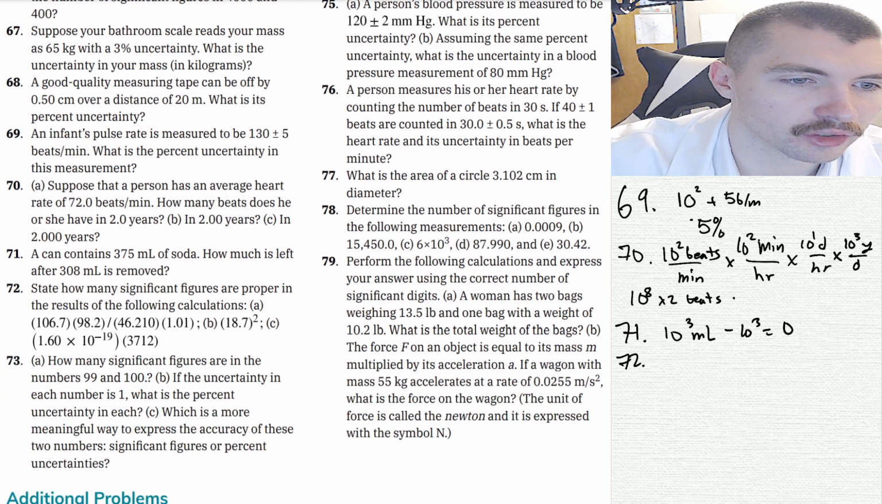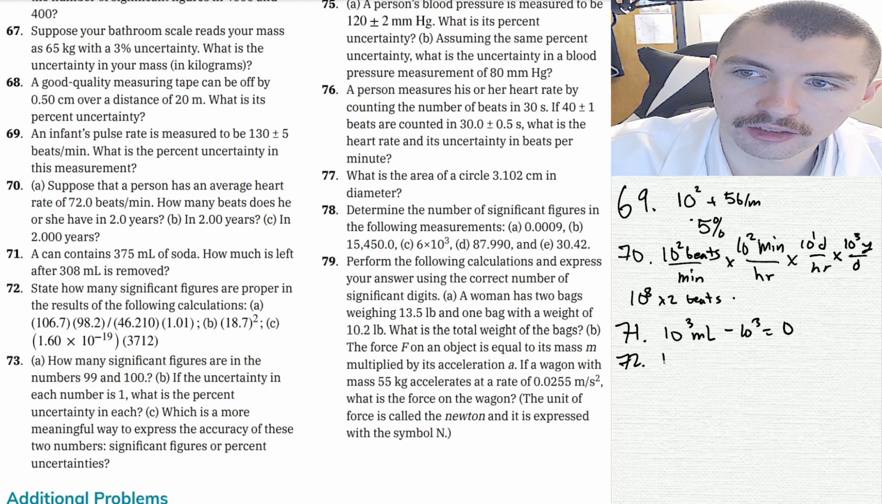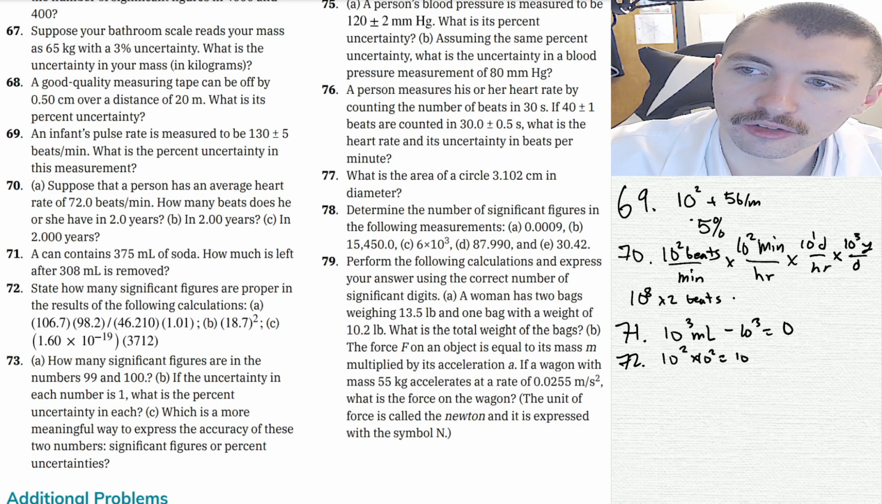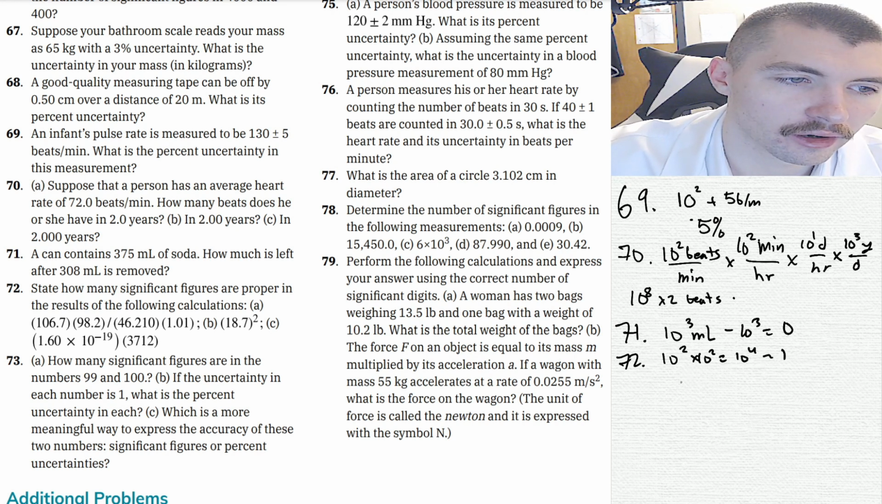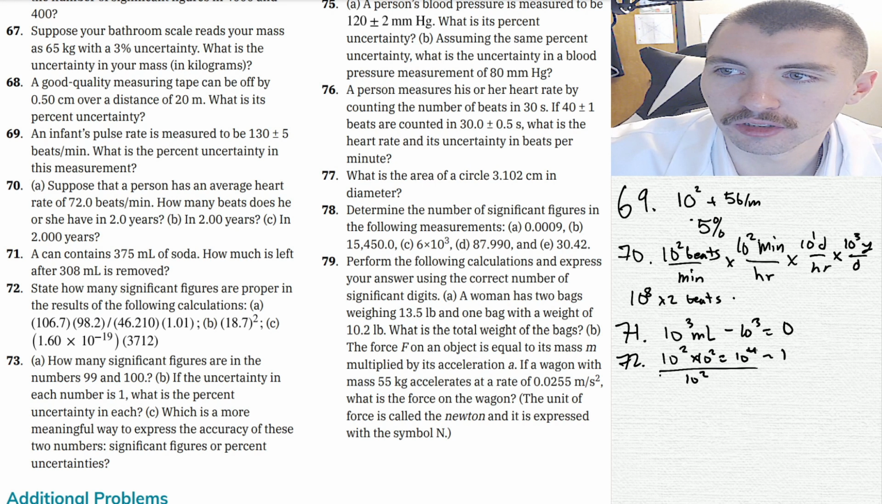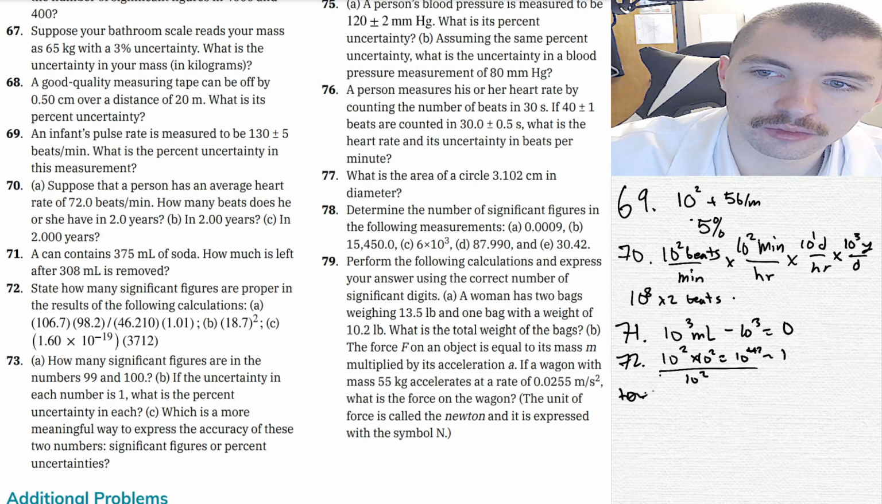State how many significant figures are proper in the following results. Okay, so we're taking 10 to the 2 times 10 to the 2, which is about 10 to the 4. So it's about 1 significant figure. Oh, we're dividing it by 10 to the 2, so still about 1 significant figure. 18, what is this? 10 to the 1 squared. It's about 10 to the 2, 1 significant figure.